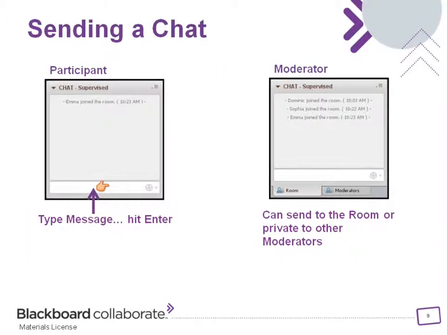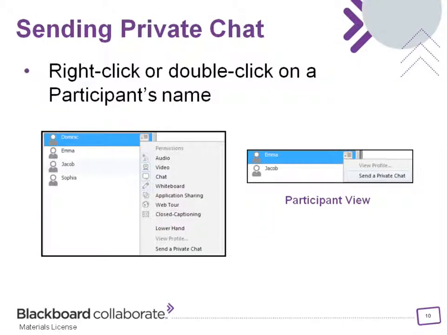You could type a message and hit enter to send chat. The participant will only see this option. The moderator will have the room and a moderator tab. You also have the ability, moderators and participants, if participants have the permission, to send private chat. You could do this by right-clicking on a participant's name or double-clicking and select Send a Private Chat.